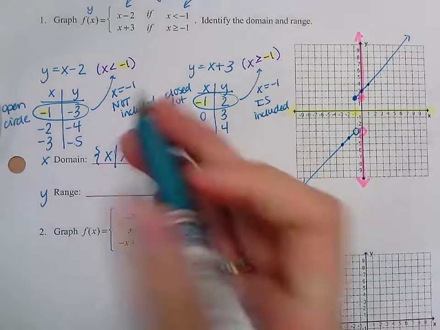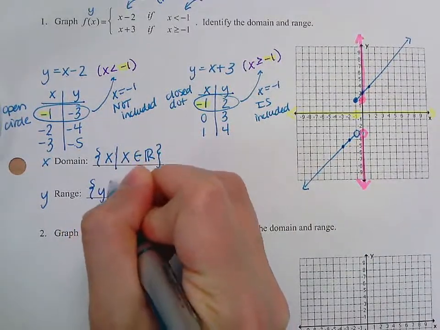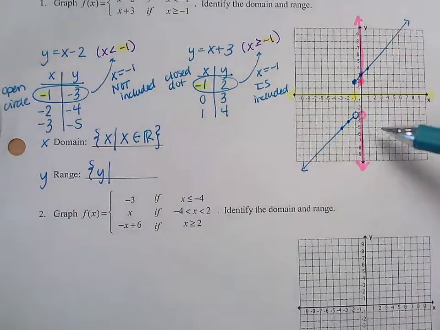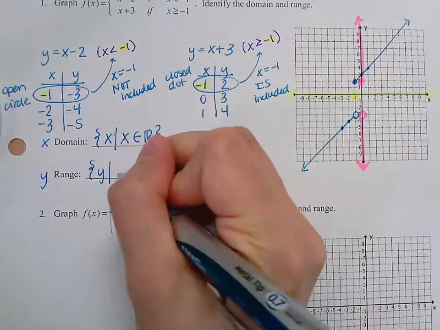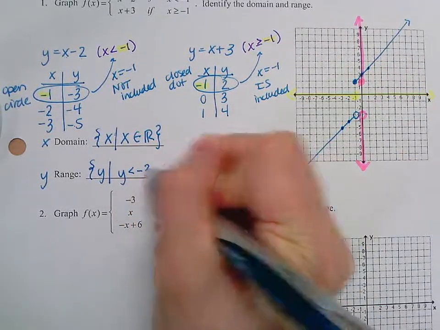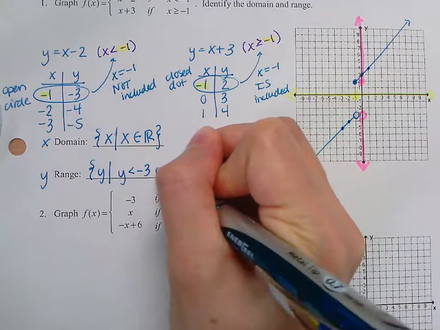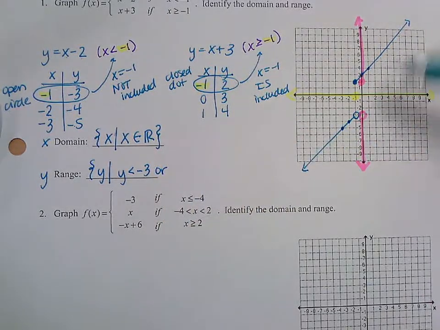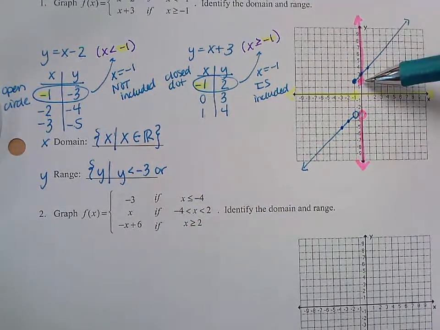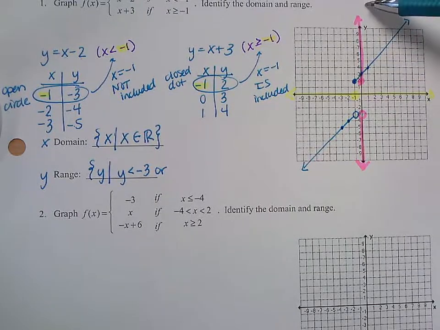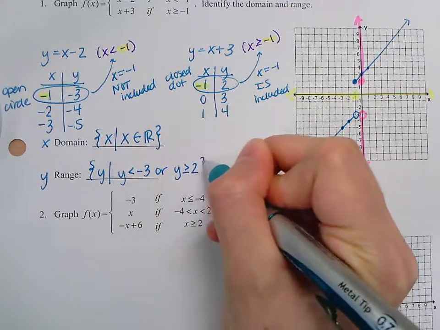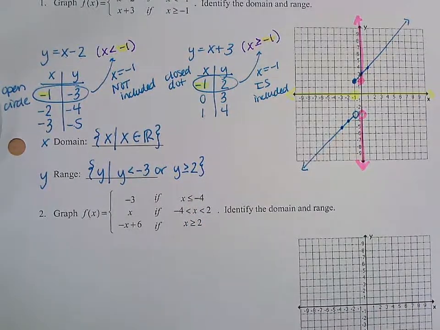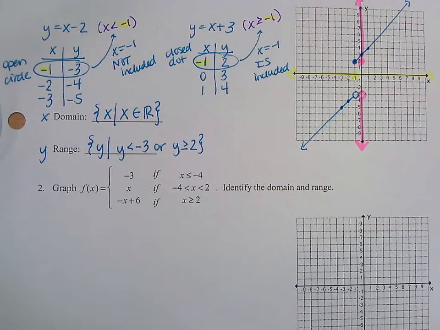So for this piece, I'll have all y values such that this piece is not including -3, but includes everything less than -3. So y is strictly less than -3. And then I'd have or, because they're not sharing any values. This piece includes +2 and everything greater than 2. So y would be greater than or equal to +2. So that would be my range.